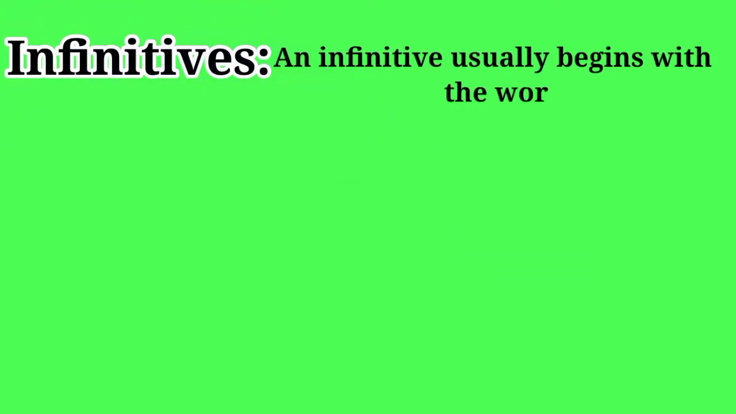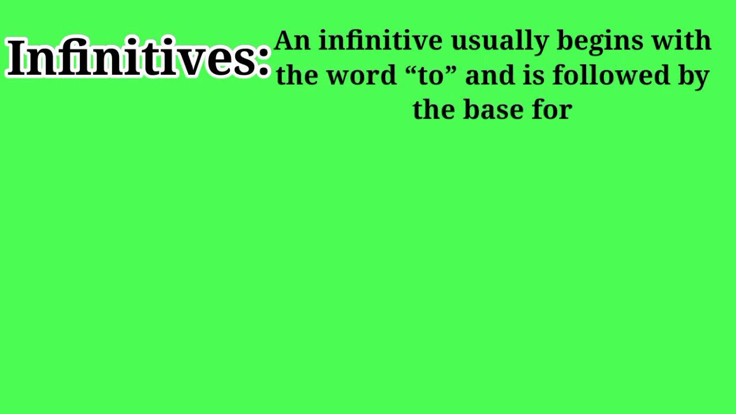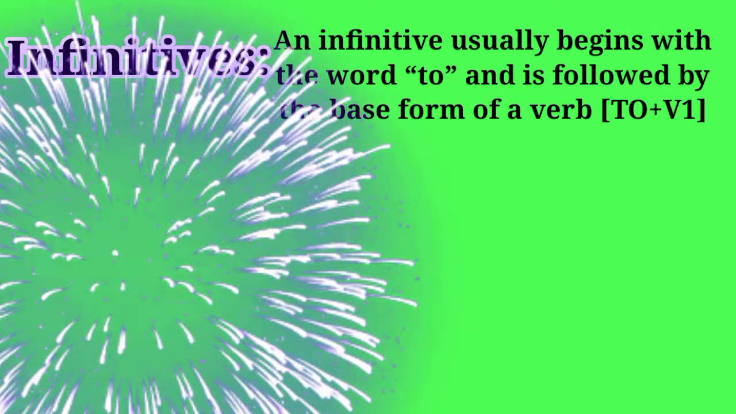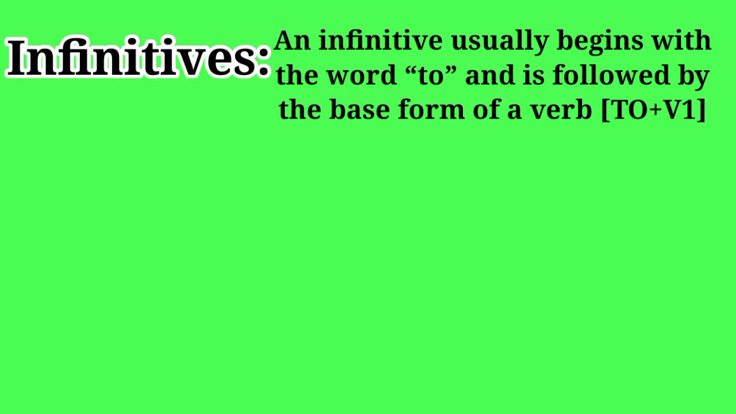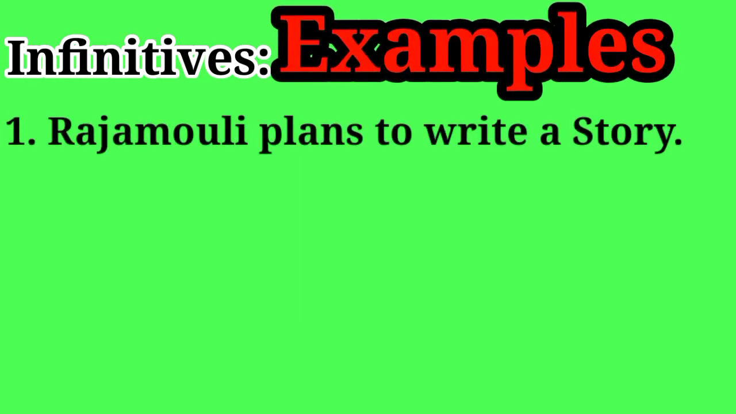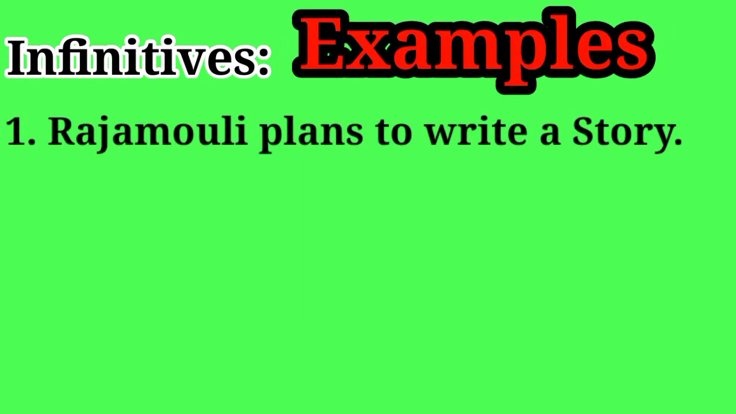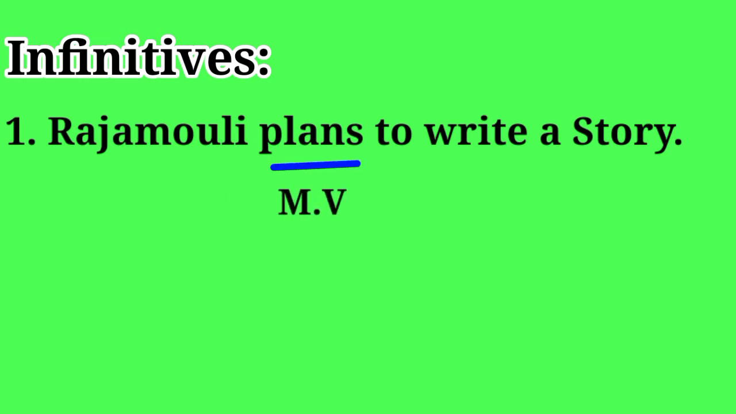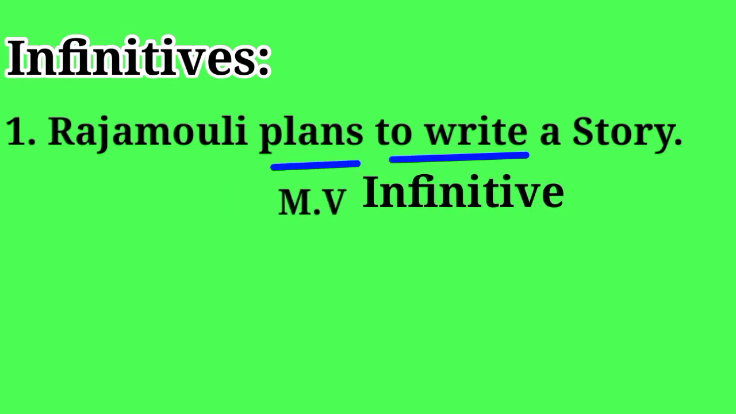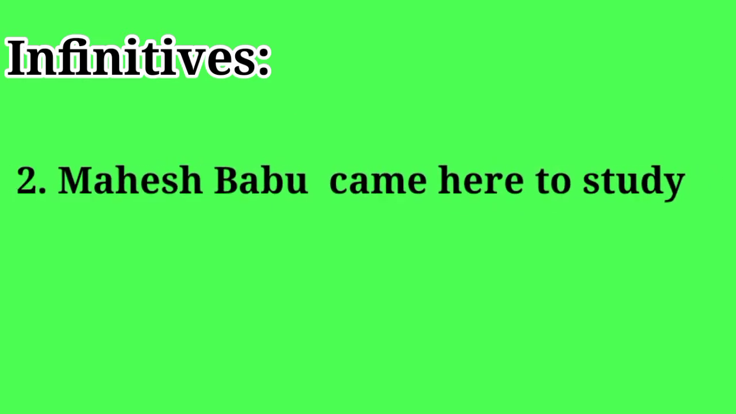Infinitives. An infinitive usually begins with the word to and is followed by the base form of a verb: to plus v1. Here are some examples. Rajamouli plans to write a story. Here plans is the main verb and to write is an infinitive. And another example is, Mahesh Babu came here to study. Here came is the main verb and to study is an infinitive.